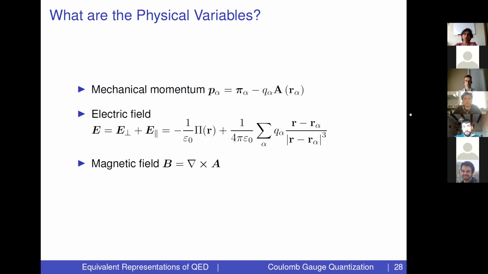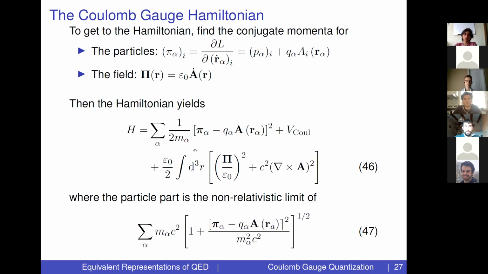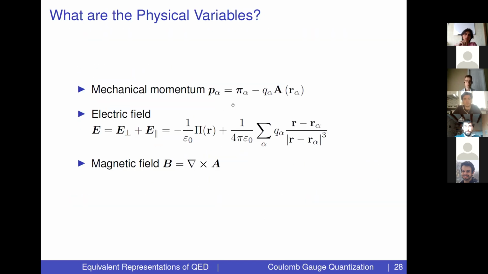The question now is, what are the physical variables? So first of all, it is not the canonical momentum to the particle position, but the mechanical momentum, which is p_i minus QA. So that would correspond to this expression here. It is the total electric field, which is the transverse component, which is simply the canonical momentum to A, plus the longitudinal component, which is simply the electric field generated by the Coulomb interaction between the charges, and of course the magnetic field.